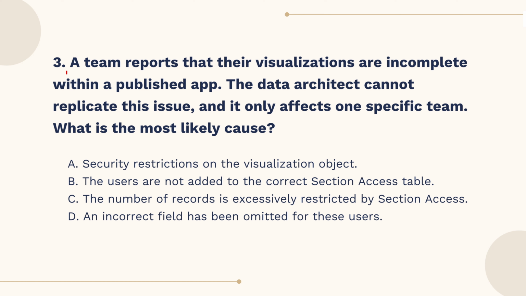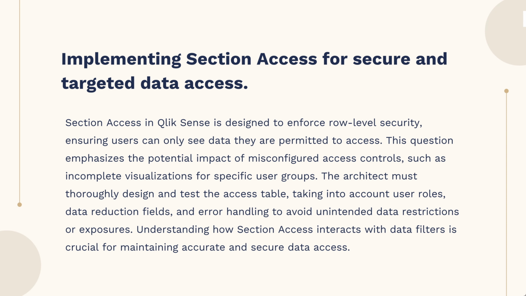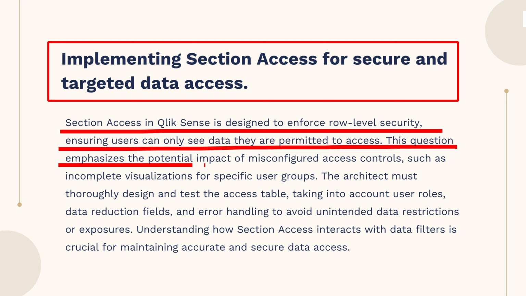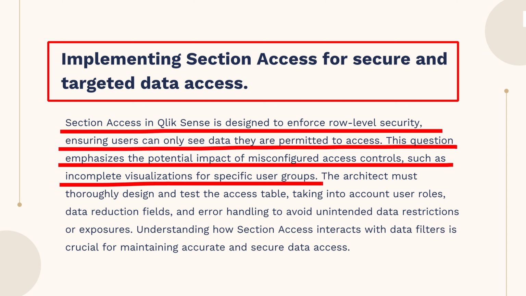Question 3. A team reports that their visualizations are incomplete within a published app. The data architect cannot replicate this issue, and it only affects one specific team. What is the most likely cause? The knowledge points of this question are: implementing section access for secure and targeted data access. Section access limits data visibility based on user roles. If some users don't see all the data they expect, it's likely due to their permissions. Check that their access matches what they need to see.